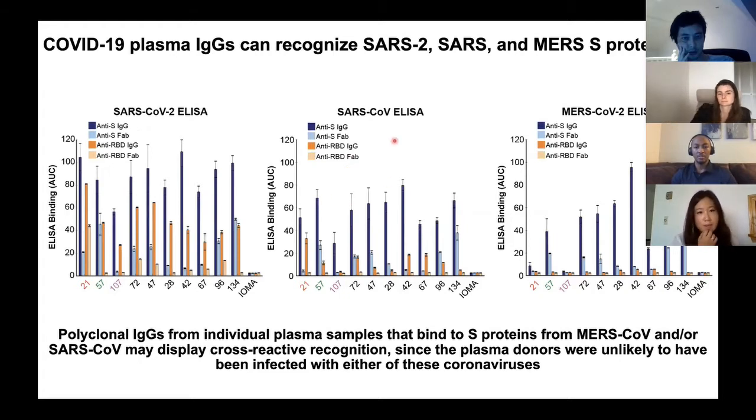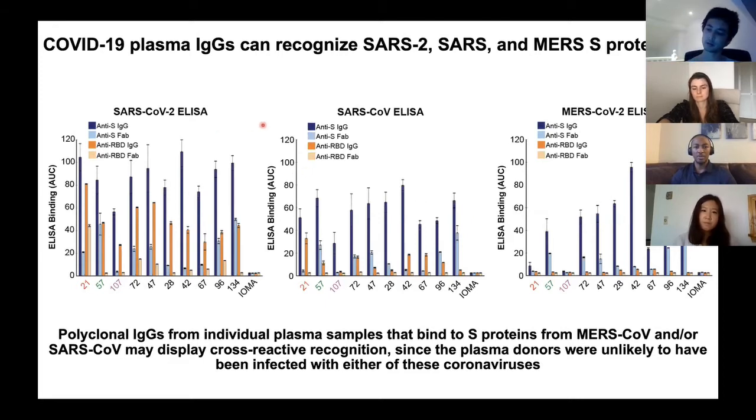SARS-CoV is about 73% identical sequence-wise to SARS-CoV-2, so we expected to see some cross-reactivity between SARS-CoV-2 and SARS-CoV, which we do, and some also binding to the receptor binding domain. And then we also looked for MERS cross-reactivity. While we see hardly any reactivity against the receptor binding domain, which makes sense because MERS uses a different receptor to enter the host cell, we did see some cross-reactivity against the spike glycoprotein itself, suggesting that individuals that have been infected with SARS-CoV-2 are making cross-reactive antibodies that bind both SARS and MERS.